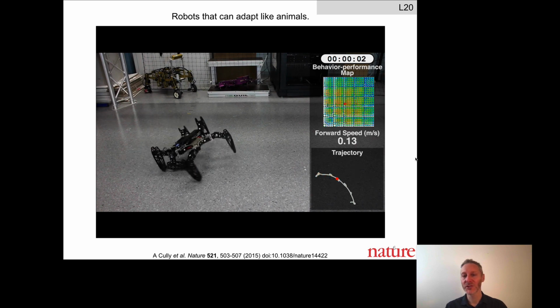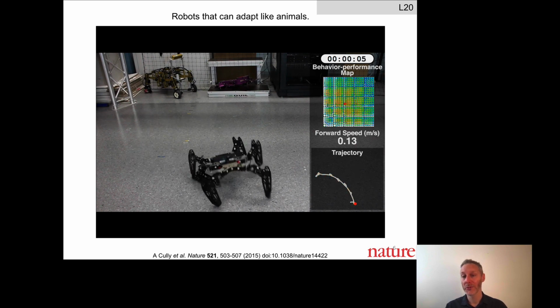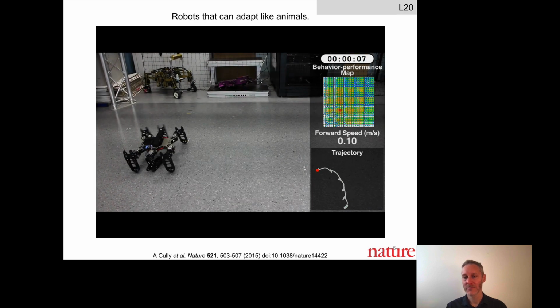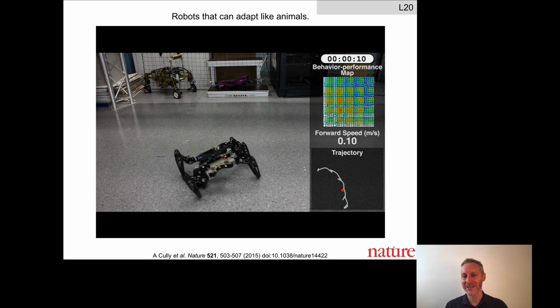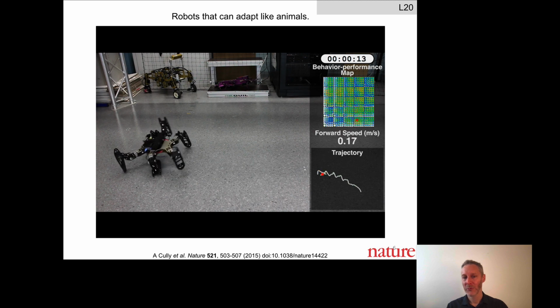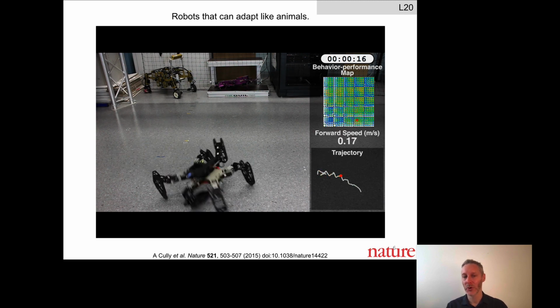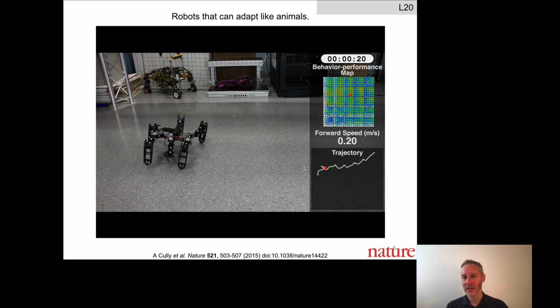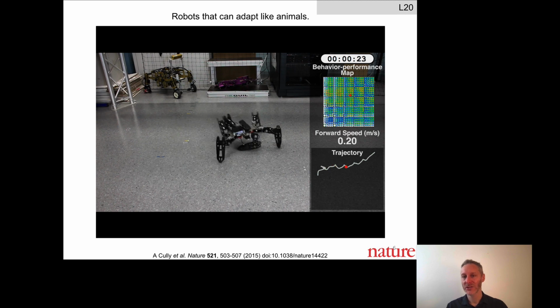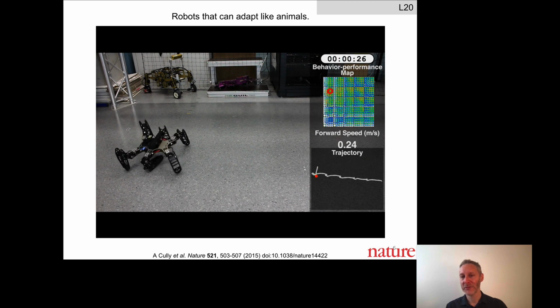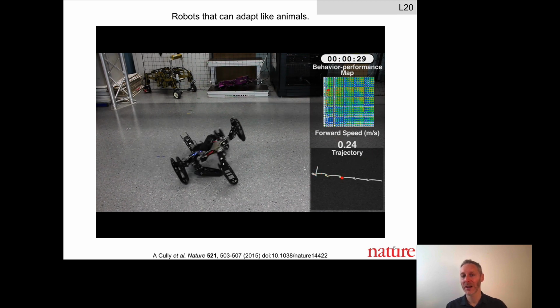Okay, here's the robot's first attempt to recover. It went from 0.03 to 0.13, so it's already doing a little bit better. But still not great. Here's its second attempt, still not great, 0.1. It actually did a little worse. Third attempt, 0.17. It's adapting a little bit. Fourth attempt, 0.2, almost back to 0.25. Fifth attempt, 0.24, it's recovered.